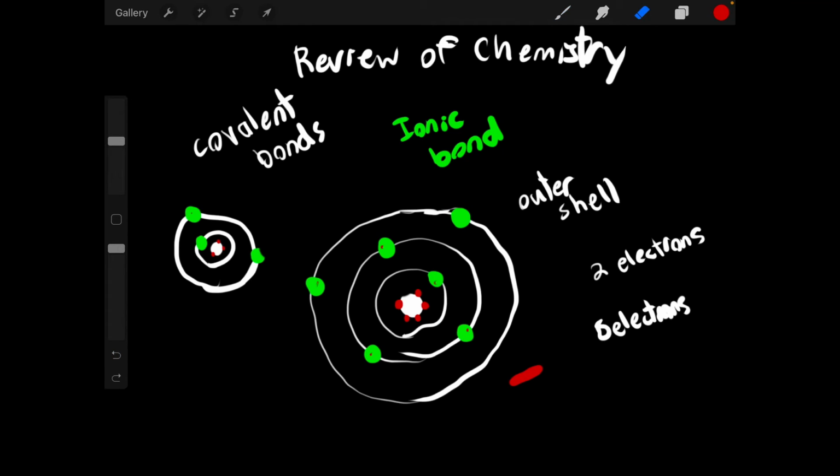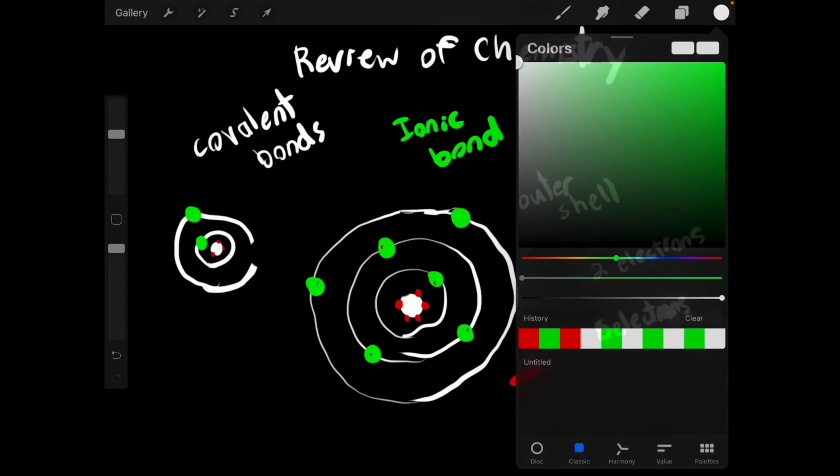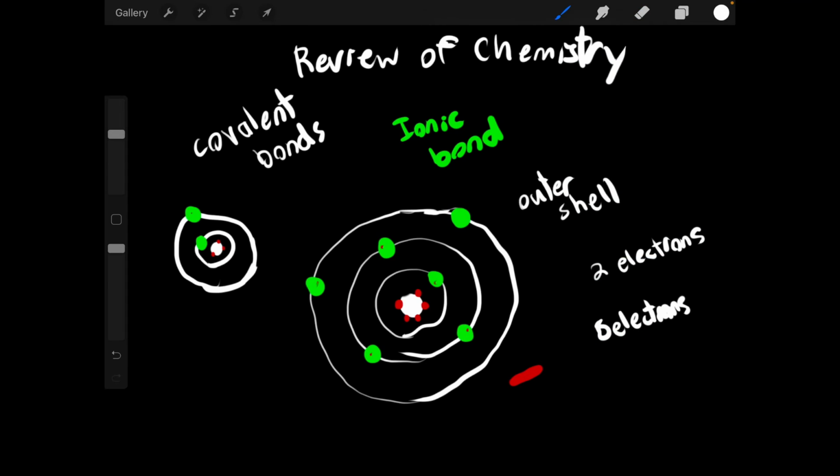But now that it got that one taken away, it has 3 protons and 2 electrons, which makes that one positively charged, because now it has more protons than electrons. So that's bad for both of them.